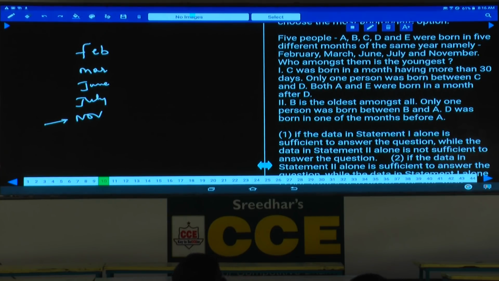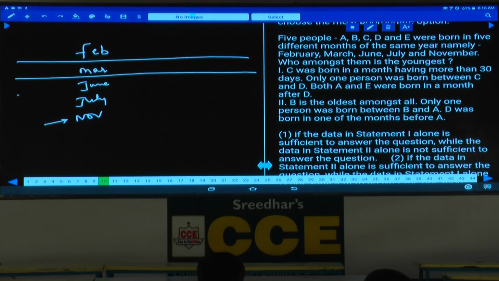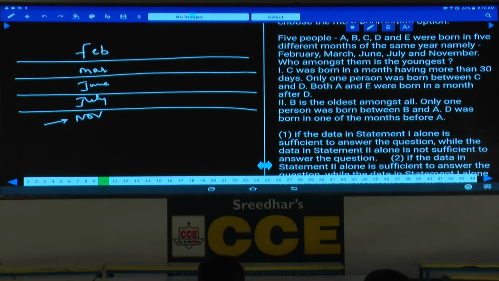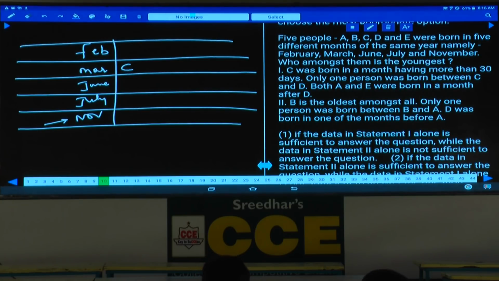And C was born in a month which has more than 30 days. How many possibilities do we have? We have 2 possibilities. What are those 2 possibilities? C could be either in the month of March or in the month of July. Now C can be either here or here. There are 2 possibilities for this one.